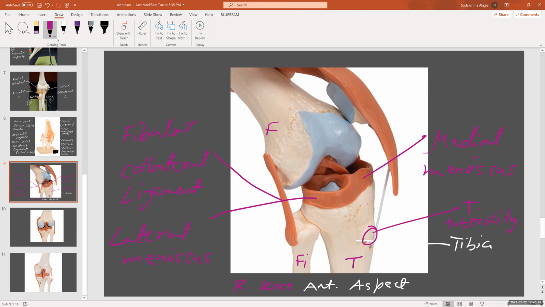And we can see the cruciate ligaments too. Here we can see one coming off from the anterior aspect. Originating from anterior is the anterior cruciate ligament. And you can also see the posterior one coming from posteriorly, the posterior cruciate ligament. So basically, this is the anterior aspect of the right knee.